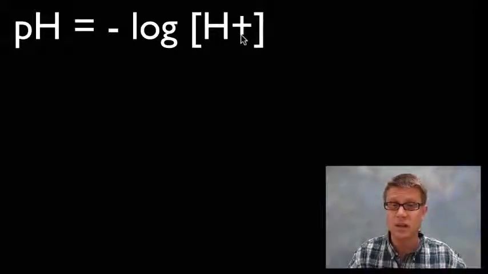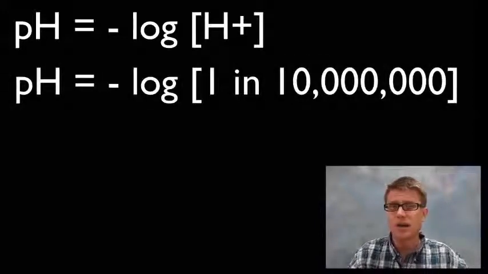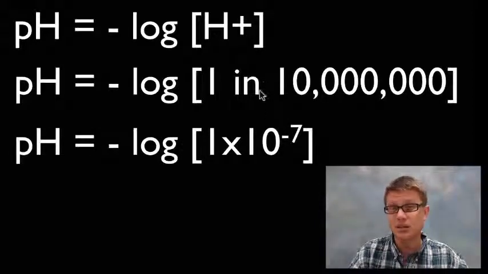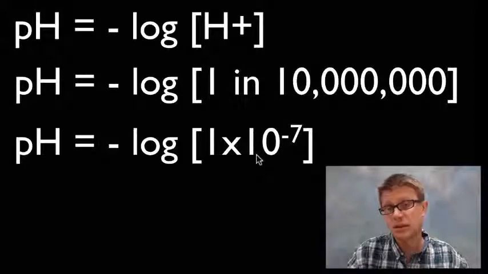Those are essentially the same thing. So it's the negative log of that. And so it's the negative log, think of this as 1 in 10 million. And this would actually be a molar concentration, but we're keeping it conceptual right now. And so if we take the negative log of that, let's write 1 in 10 million in scientific notation. And so it's the negative log of 1 times 10 to the negative 7.